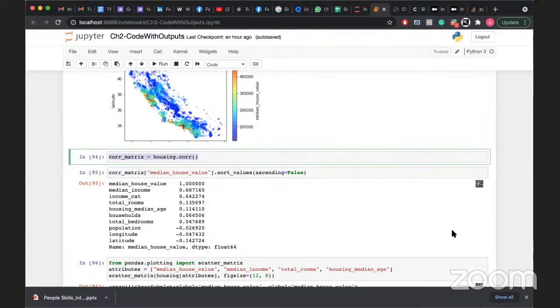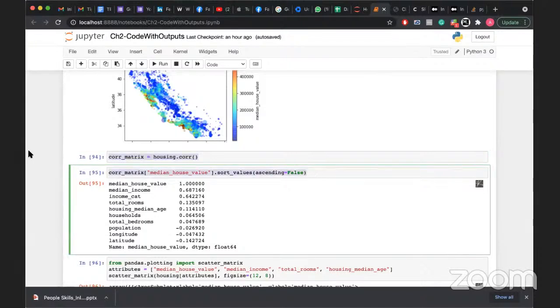Please execute the two functions that are sent in the chat: corr_matrix is housing.corr(). Once you've done that, find out the connection of different variables to the median house value. Come on, execute this and let me know once you've gotten values similar to what you see on my screen.